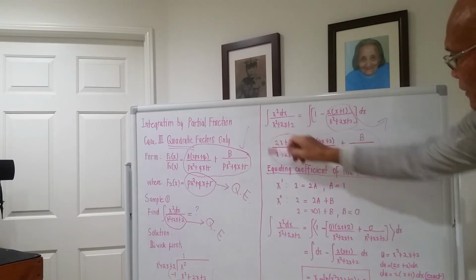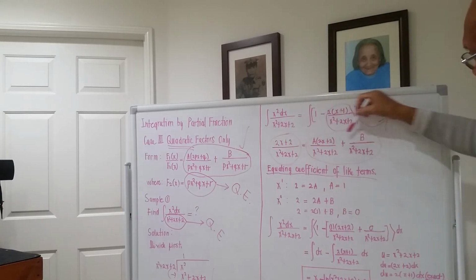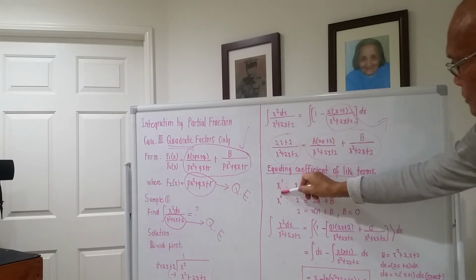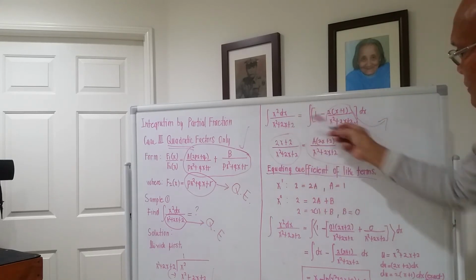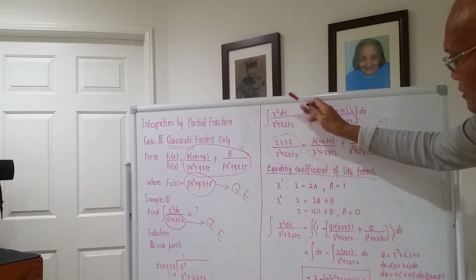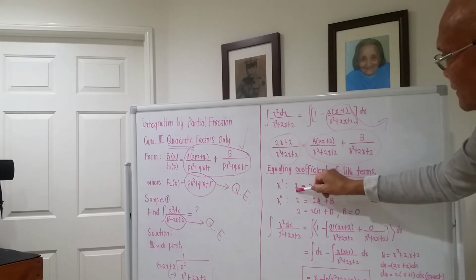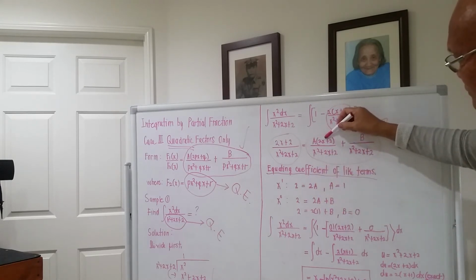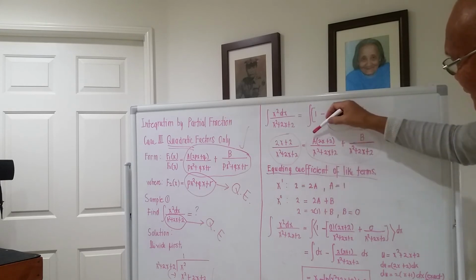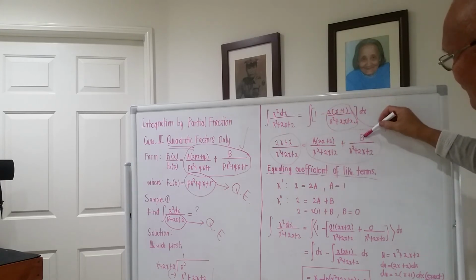To take the equivalent of this, we must compute for A and B. Equating coefficients of like terms, x to the first on the left-hand side will be 2. The term with an x term is only 2, right? On the right-hand side, this is 2Ax, so it's 2A. A times 2 is a pure constant. B is a pure constant.